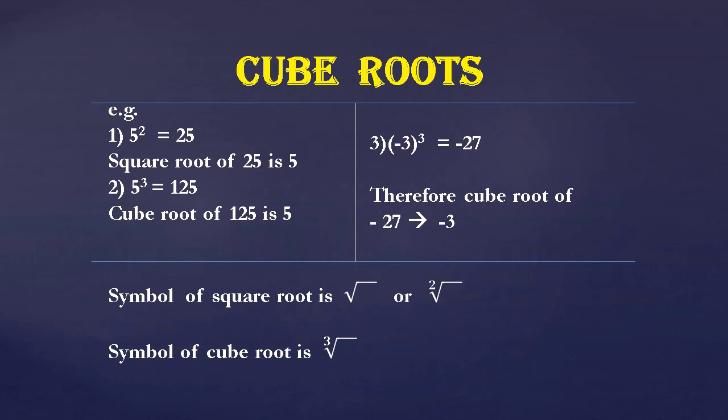Let us consider another example. Cube of minus 3 is minus 27. Therefore, the cube root of minus 27 is minus 3. The square root symbol is as shown here on the screen. Can you guess how the cube root symbol is written? It is written as shown here on the screen.